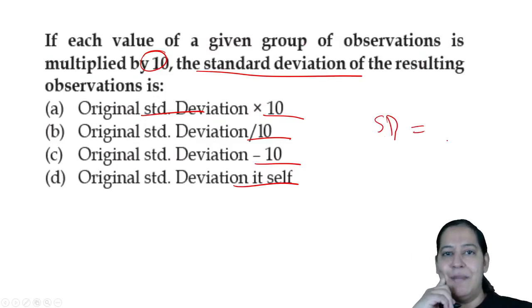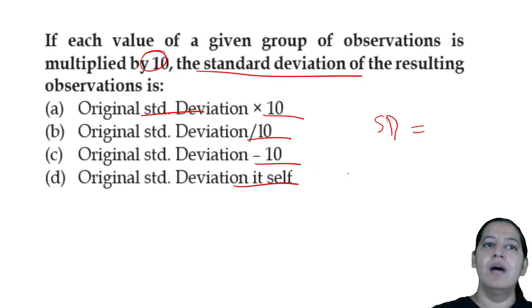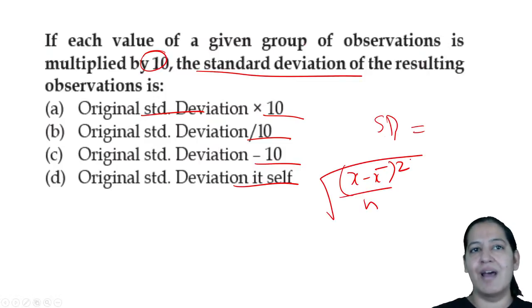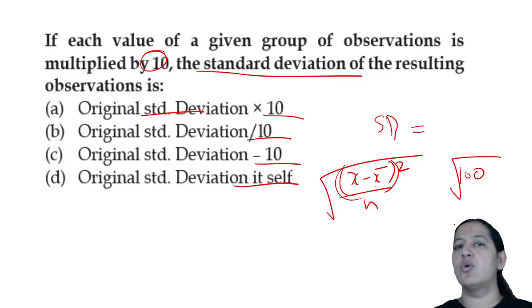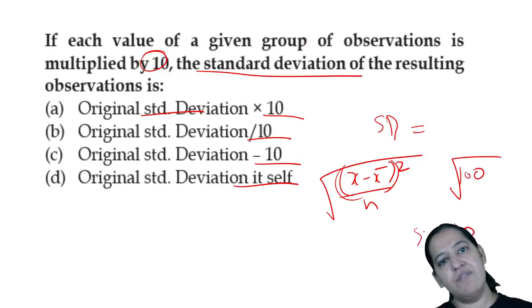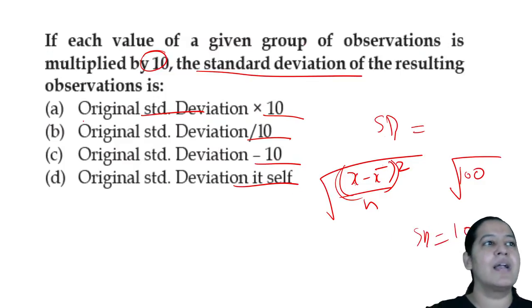Individual value is multiplied by 10. What will happen? Yes, apply the formula. What is the formula? Square root of the sum of (x minus x bar) squared upon n. So this is the formula. If each individual value is multiplied by 10, the deviation becomes 10 times greater. 10 squared will be 100, 10 into 10, 100. And the square root of 100 will be 10. So standard deviation will also be 10 times. I guess the correct answer should be A.